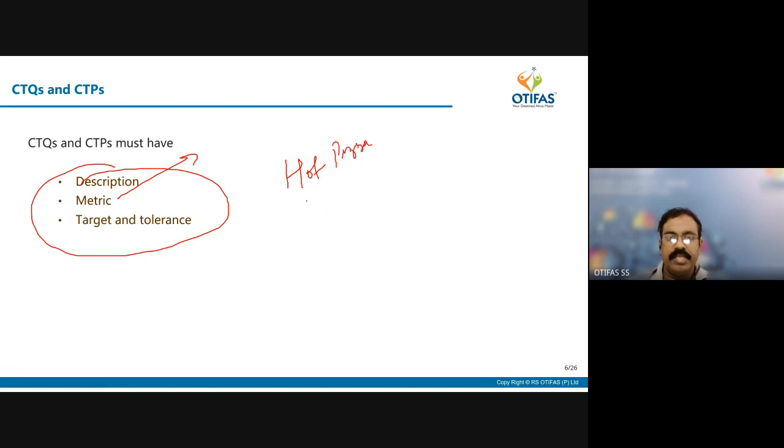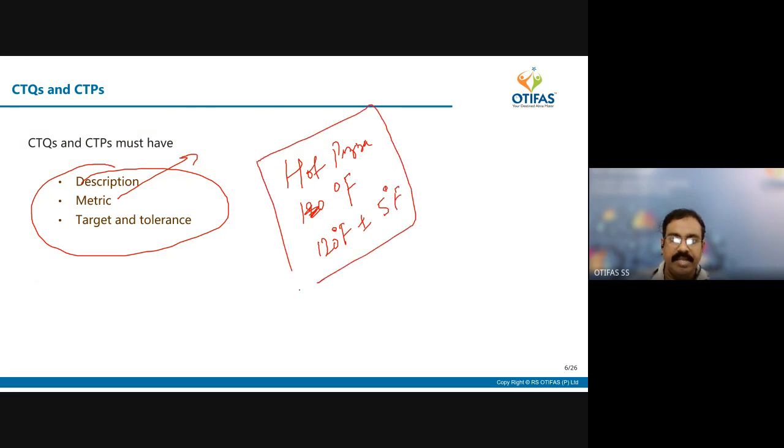And metric, you say 120, a metric is Fahrenheit. What is the measuring? What is a metric? It means unit of measure. Nothing but unit of measure. And target and tolerance. What is the target? 120 degree Fahrenheit plus minus 5 degree Fahrenheit. So when you make all these things, then only it becomes CTQ or CTP. Both CTQ, CTP, both should have like this.